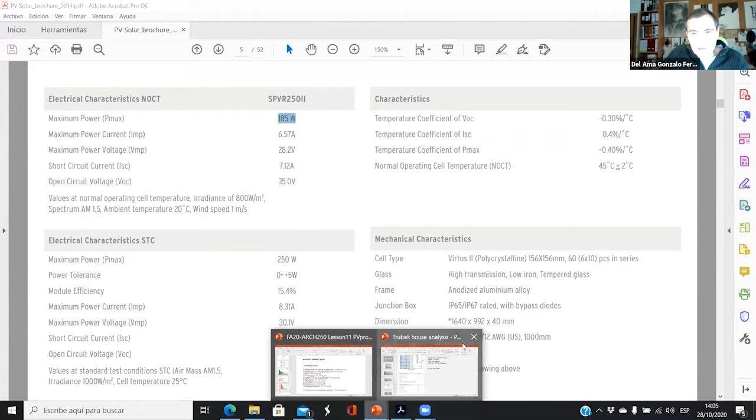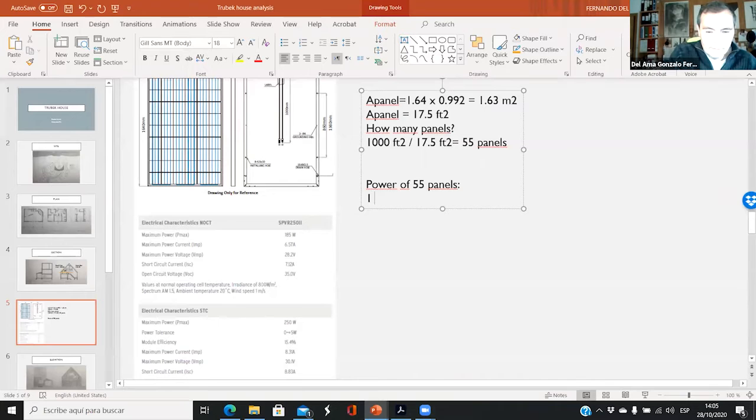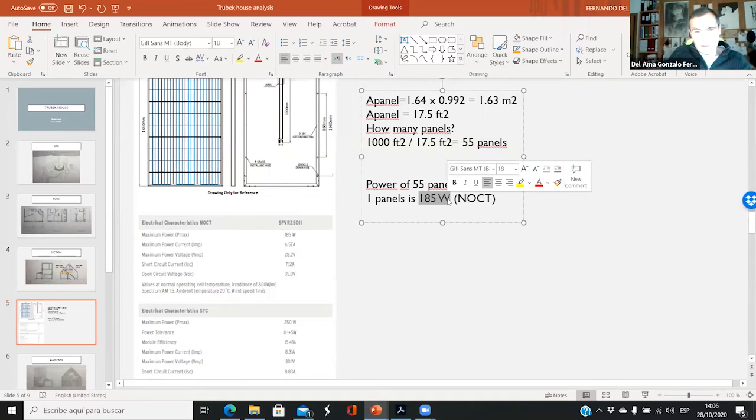Okay, so let's do this. One panel is 185 watts, and we can specify this is under NOCT conditions. If we do this, it looks professional because he's using these kinds of conditions. He has not made up this figure, or the architect has not used the standard. No, so he has used this one. Perfect.